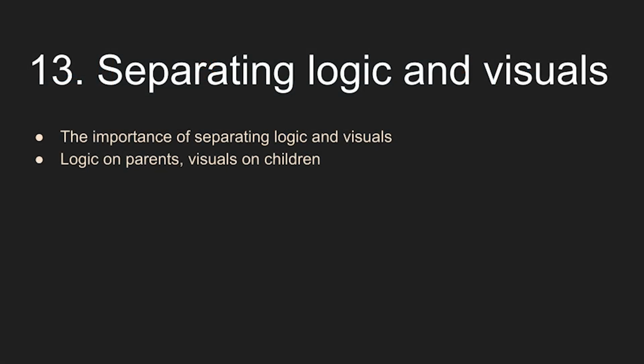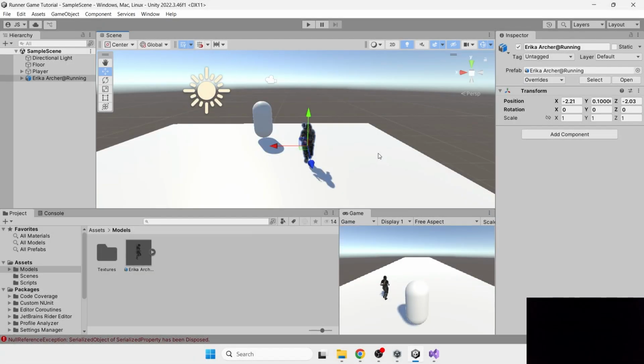So the topic of this tutorial is the importance of separating the logic and the visuals, and we're just going to be placing the logic on the parents and the visuals on the children. So we're going to have some parent-child relationship with game objects, and we're going to make sure that we set it up in a way that's going to allow us to keep coding the logic in the future without the visuals getting in the way and causing us problems. So this video is mostly going to be a challenge.